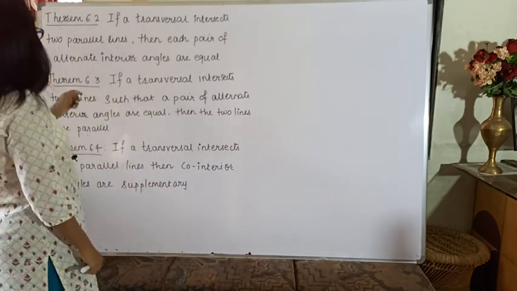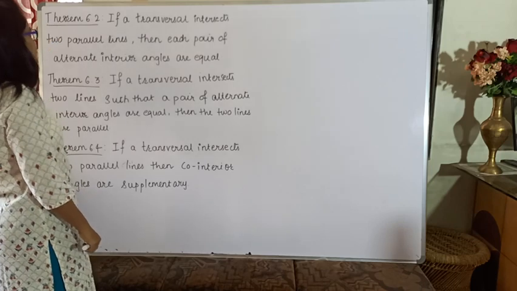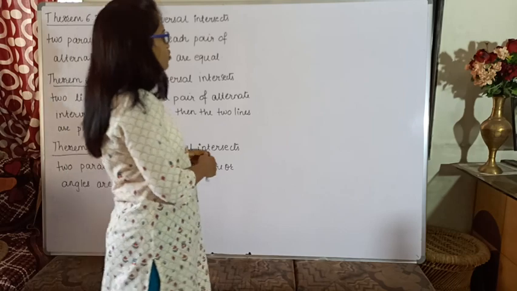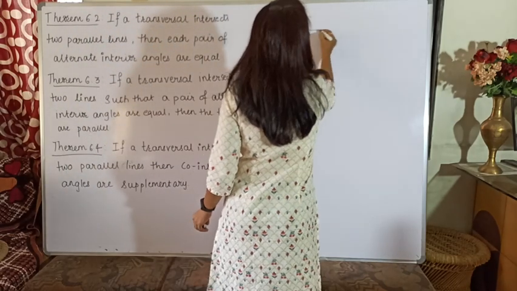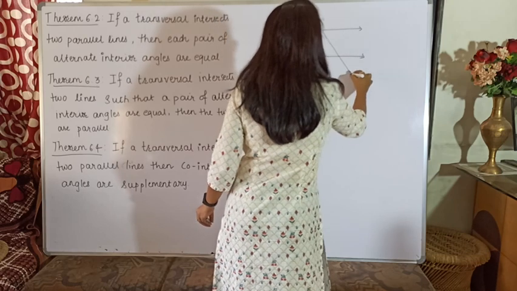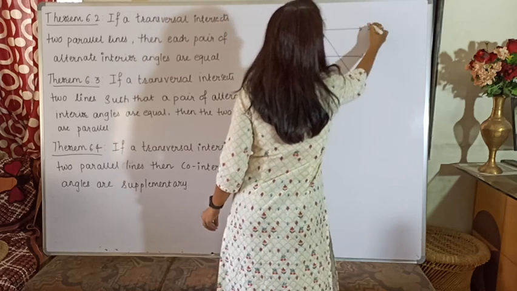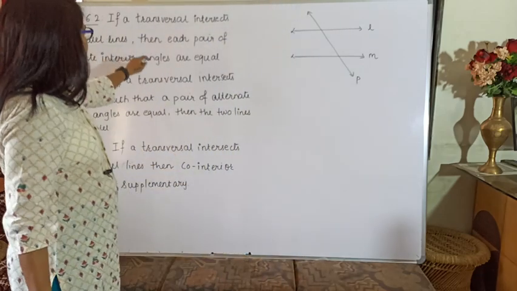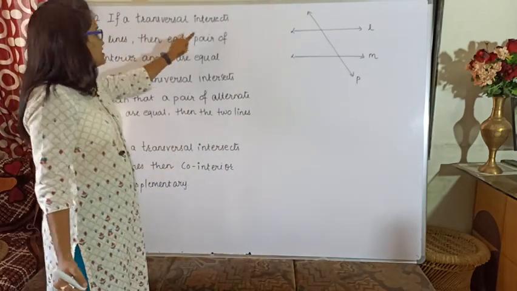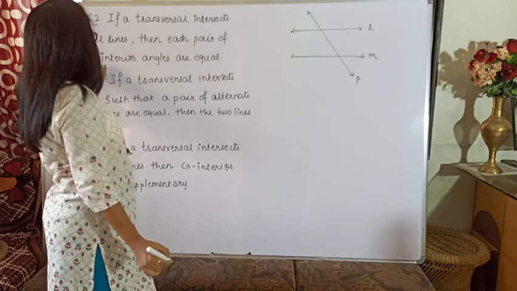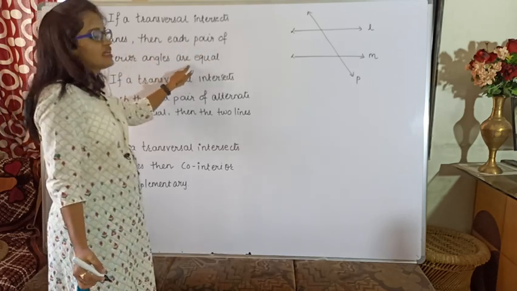Now what does this theorem say? A theorem says if a transversal is intersecting two parallel lines. So now let us draw two parallel lines and also a transversal intersecting those two lines. Let us name them as L, M and P. So if a transversal is intersecting two parallel lines, then each pair of alternate interior angles are equal.